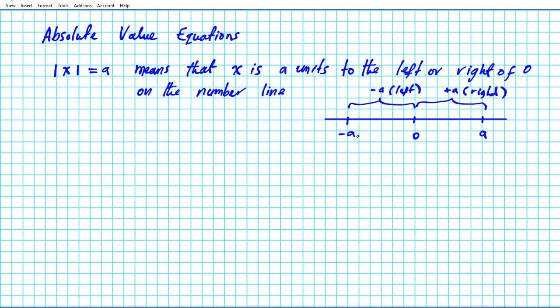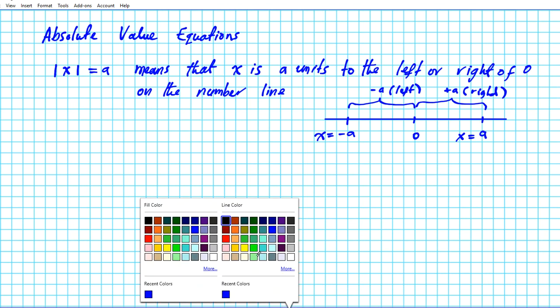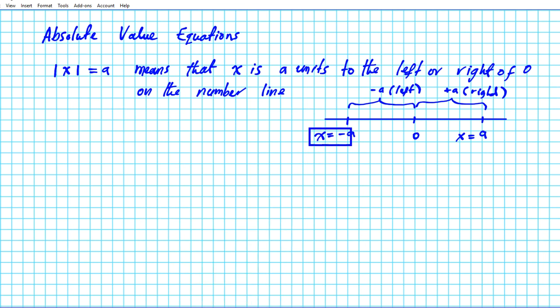Now the numbers that you hit are basically what x are. So x is negative a and x is a. That is what this equation is telling us. The distance from x to 0 on the number line is a. So we have two solutions that satisfy this absolute value equation, absolute value of x equals a. So that's basically what absolute value means.